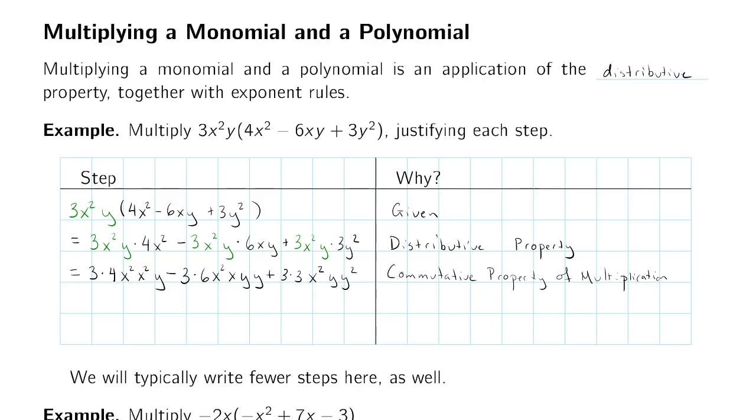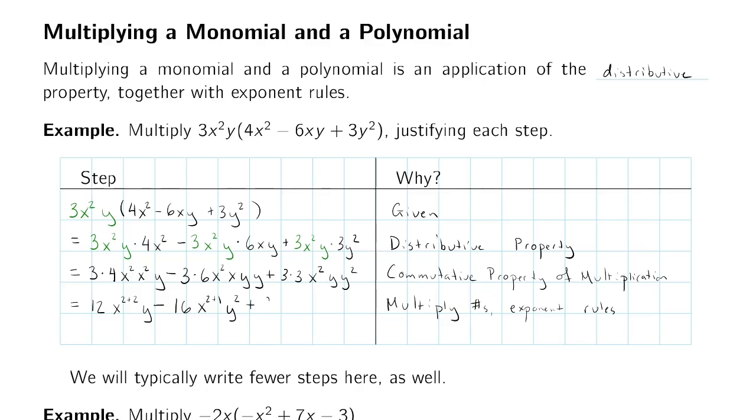Next, we'll multiply the numbers, and we'll apply the exponent rules. So 3 times 4 is 12. X squared times x squared, that'll be x to the 2 plus 2. And then we just have y. Minus 3 times 6 is 18. X squared times x, that'll be x to the 2 plus 1. Y times y, that's just two copies of y added together. That's just y squared.